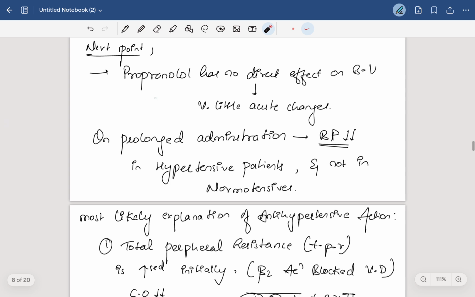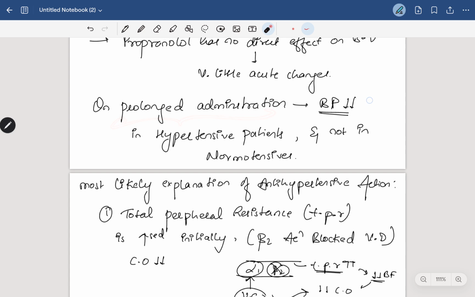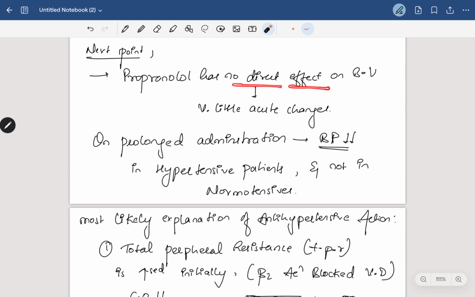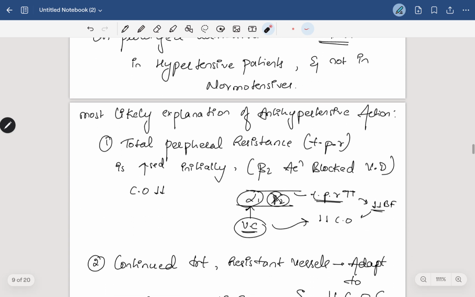So moving on to the next point, propranolol does not have any direct action on blood vessels, so very little acute changes are usually seen. On prolonged administration, it leads to fall in BP in hypertensive patients and not in normotensive. That is, in normal people, it does not lead to fall in BP, but it leads to fall in BP in hypertensive patients when on prolonged administration. It does not have very much direct effect on blood vessels, so very little acute changes are seen. Okay, so the most likely explanation of antihypertensive action is because of this phenomenon.